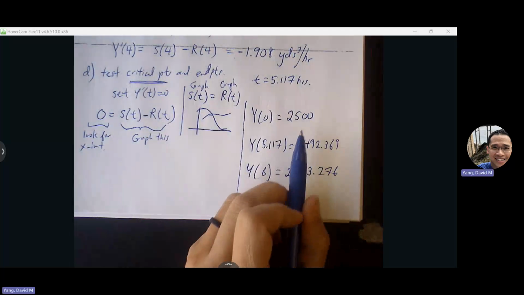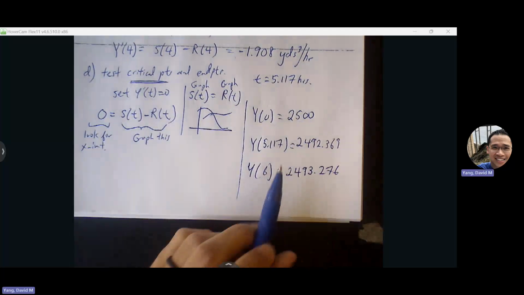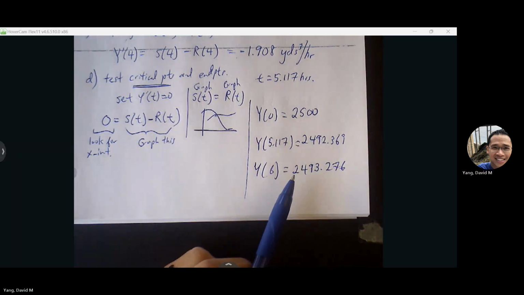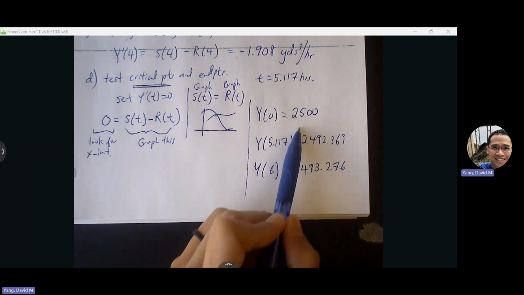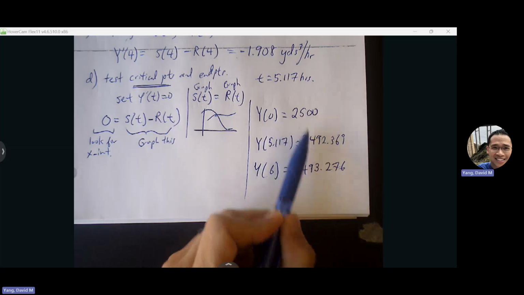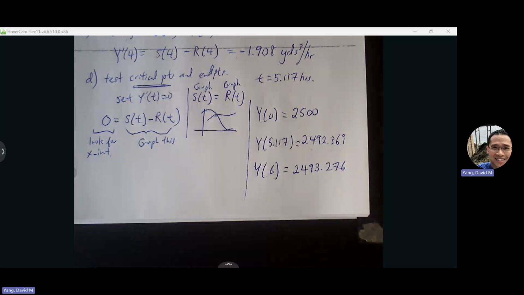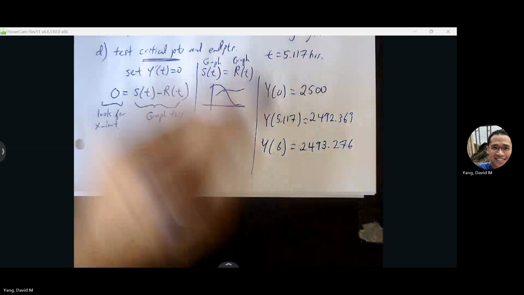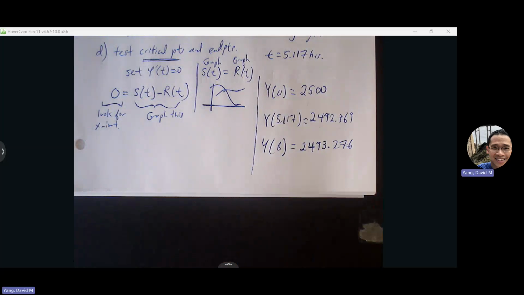Okay, so the absolute minimum is between these three candidates. What's our lowest amount of sand? Yeah, 2492. Right, this is the lowest amongst these three options. So the absolute minimum, what is the minimum value? We're looking for the minimum amount of sand, so that's going to be 2492.